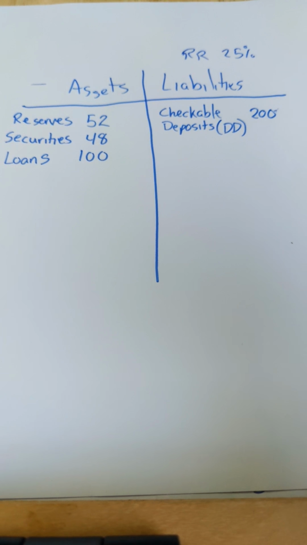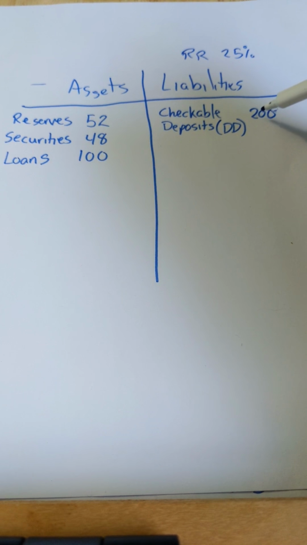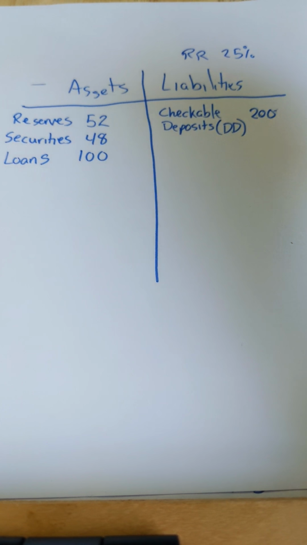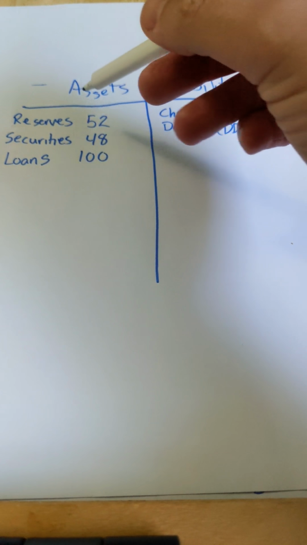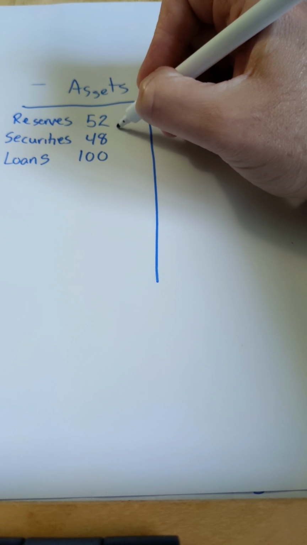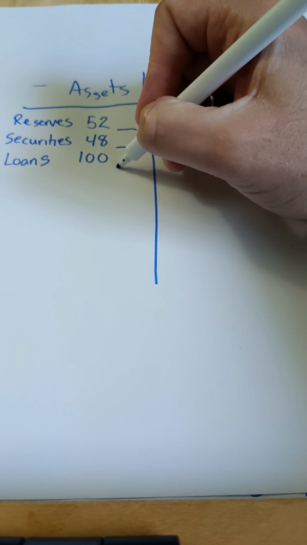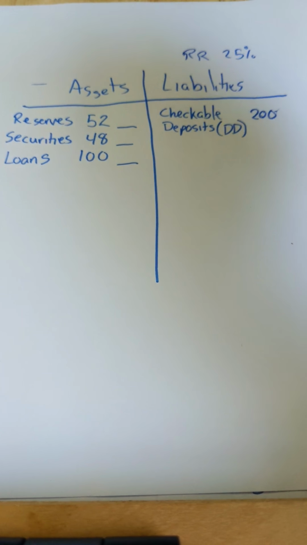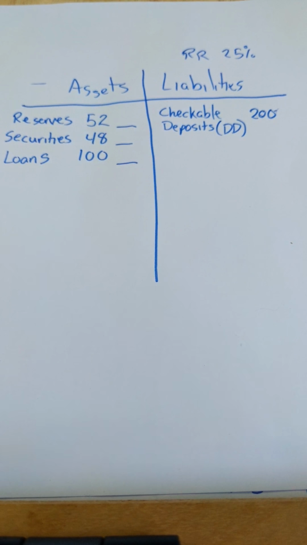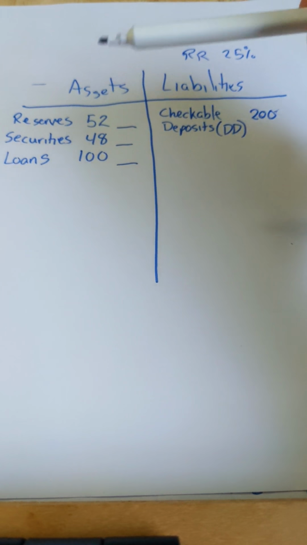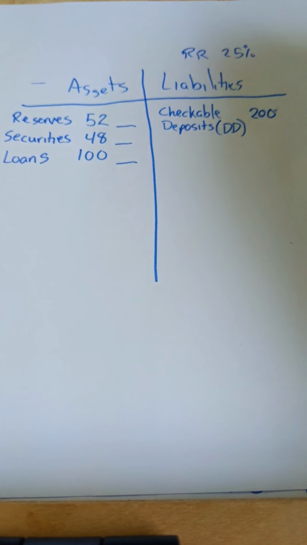All right, so what that means is they have to keep 25% of this here. So 25% of 200 is 50. So they have to keep 50. They have 52. So what the question asks you to do, and this is what you'll see on the AP test too, that's actually what I care about more, is how many loans can this bank issue? And the answer is 2.